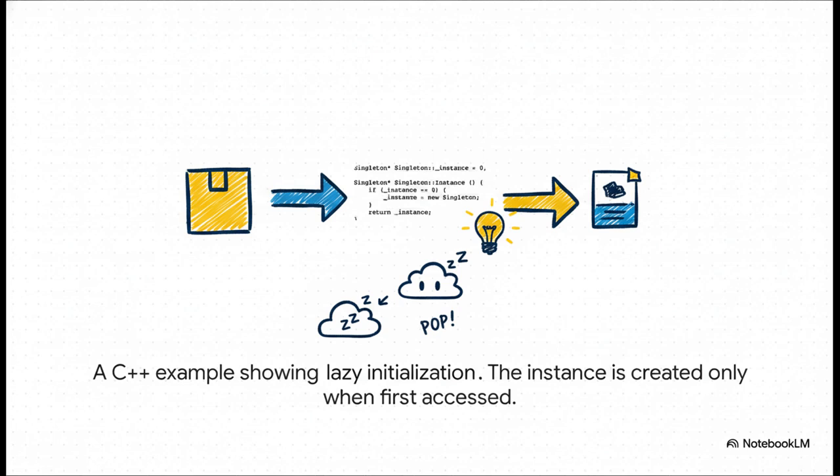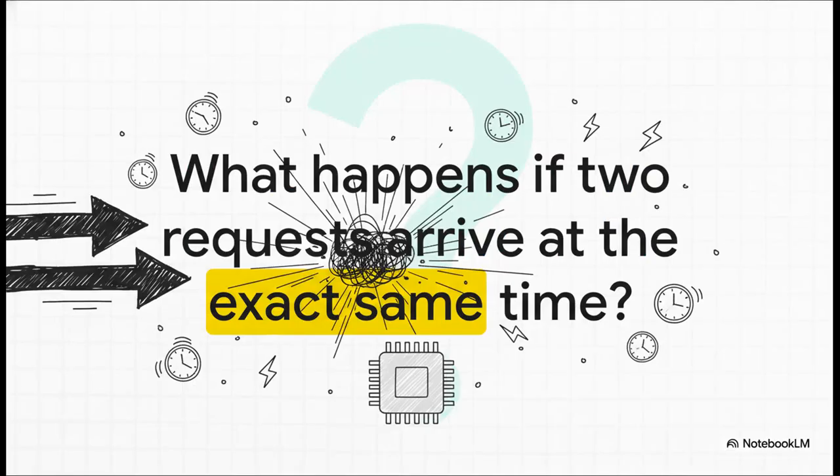The object isn't actually created when your program starts up. It's only created the very first time someone calls that instance method. And that's pretty smart, right? Because if you never actually need the object during a particular run, you never have to pay the cost of creating it.